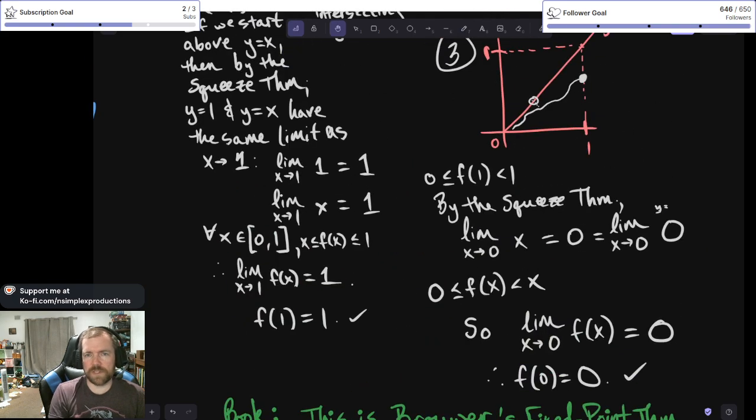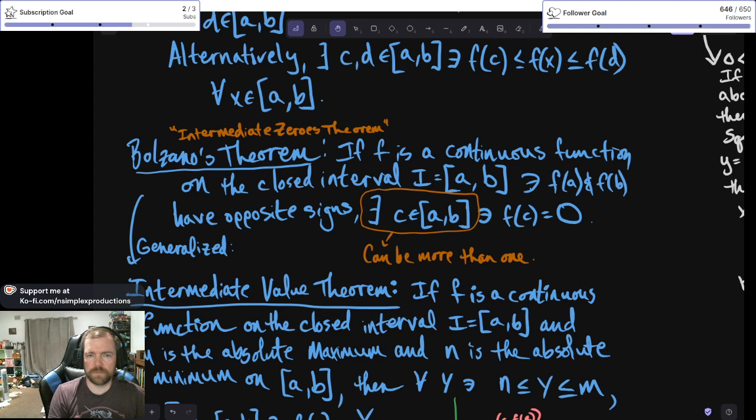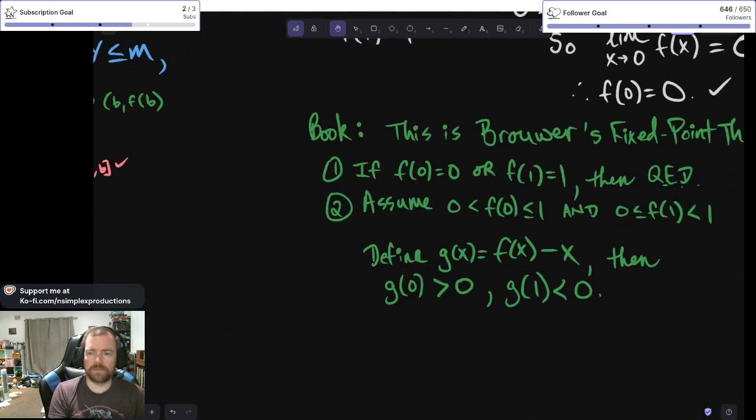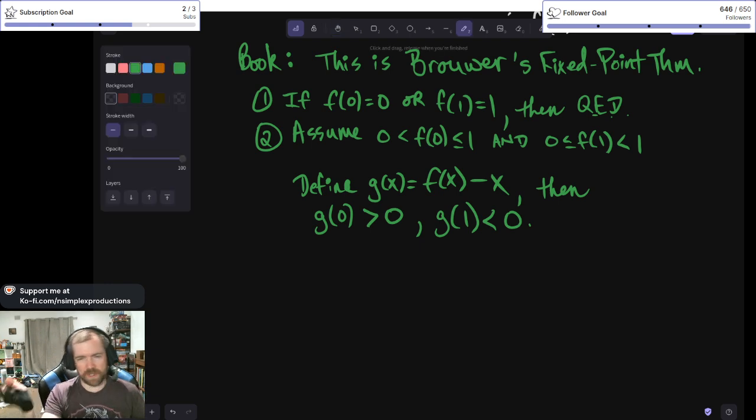And now this is just the Bolzano theorem, our intermediate zero theorem. Right, if we have a value at A which is positive, and B that is negative, or vice versa, then we must have a zero somewhere between A and B.